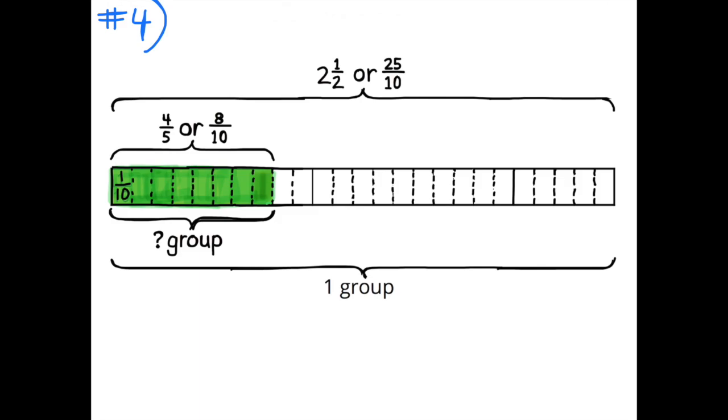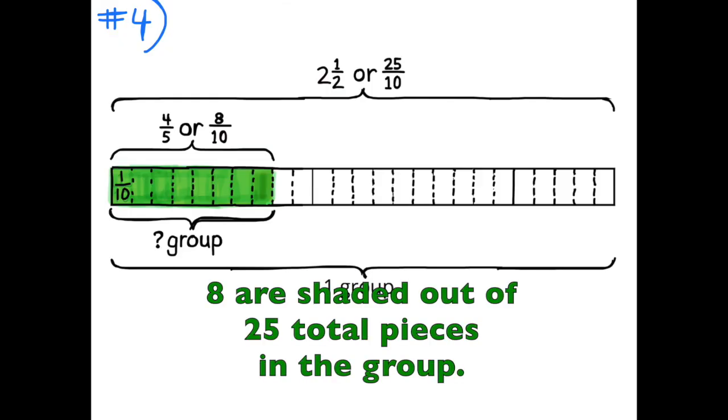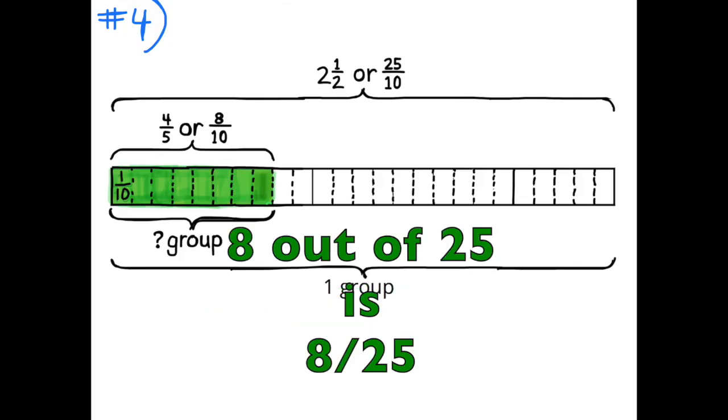represents 8/10, which is equivalent to 4/5. There are 25/10 total, but only 8 of them are shaded. 8 shaded out of 25 in the group is 8 out of 25, which is 8/25. 4/5 is 8/25 of 2.5.